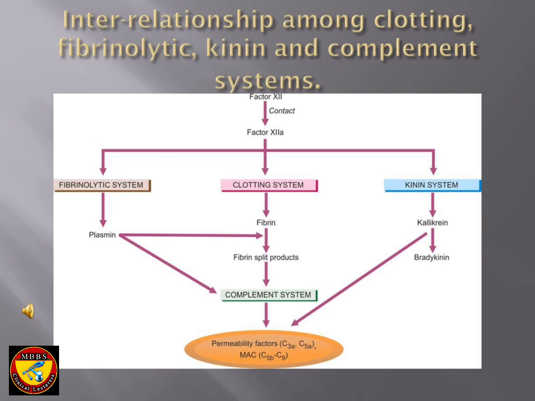Then the clotting system, of course, starts from fibrin production, then fibrin split products occur, then complement system activation occurs, and then permeability factors appear. Then the kinin system forms kallikrein and bradykinin. This kallikrein directly acts on permeability factors instead of activating the complement system. So this is the interrelationship among clotting, fibrinolytic, kinin and complement systems, right?